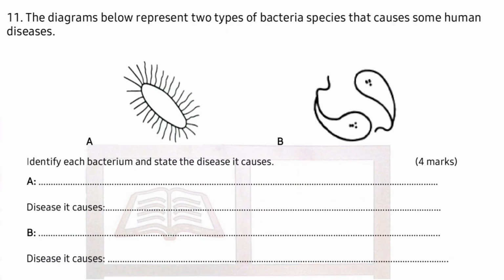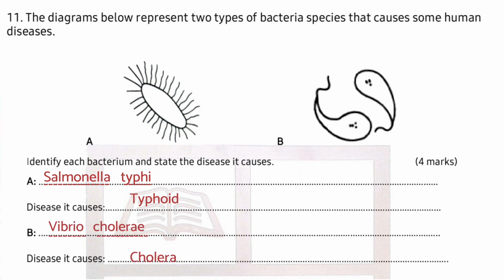Question number 11. The diagrams below represent two types of bacteria species that cause some human diseases. We have bacterial species A and bacterial species B. Identify each bacterium and state the disease it causes. So part A, that is Salmonella typhi, okay, this causes typhoid. Part B, that is Vibrio cholerae, and that causes cholera.